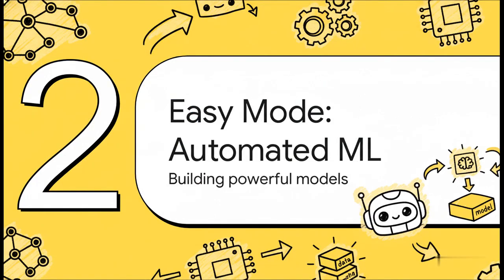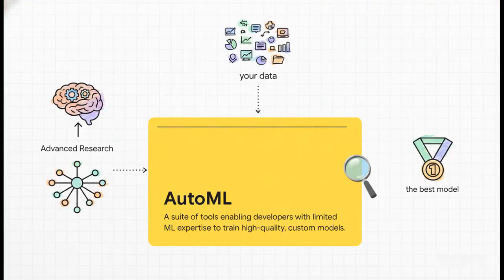Now, let's talk about how you can use this platform in what I like to call easy mode. This is all about letting teams build incredibly powerful models without needing a PhD in machine learning. This is done through something called AutoML. It's basically a suite of tools that uses Google's own cutting-edge research to automate the really hard parts of building a model. All you have to do is bring your data, and AutoML helps figure out the best model for the job. It does the heavy lifting for you.